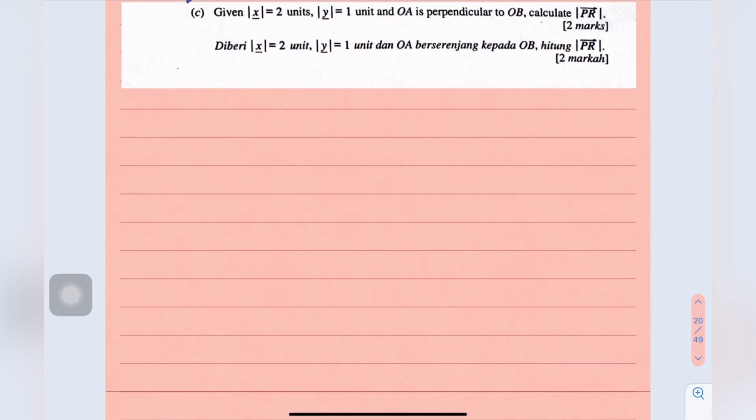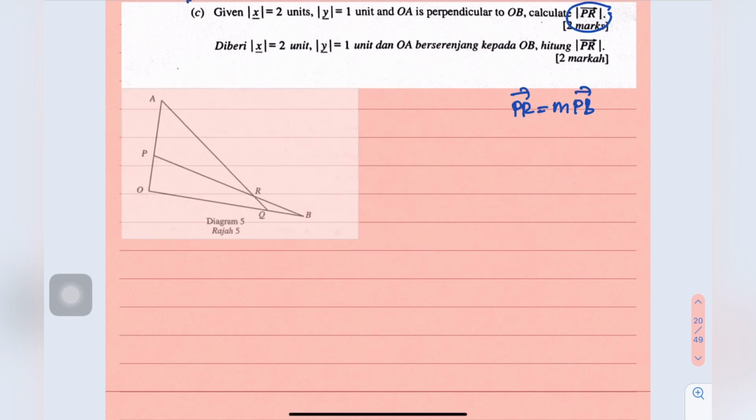Okay, the last question, question C. Given magnitude vector x is 2 units, magnitude vector y is 1 unit, and OA is perpendicular to OB. Calculate magnitude vector PR. Actually from question A tadi tu, given the relation between vector PR dengan PB, PR equals to m PB. Kita kena tengok balik gambar rajah kita tadi. Kita nak cari PR, ada PB kat situ. So then we need to focus with the info given.